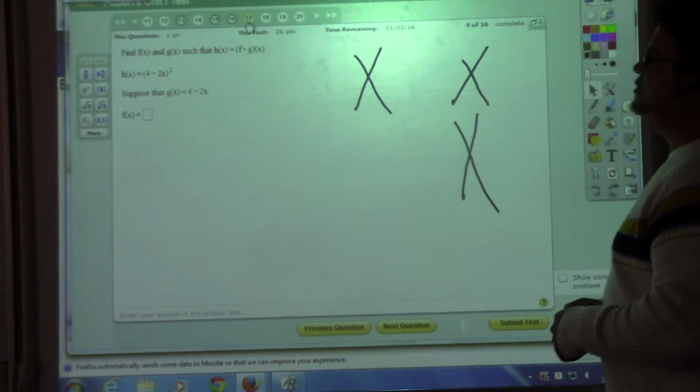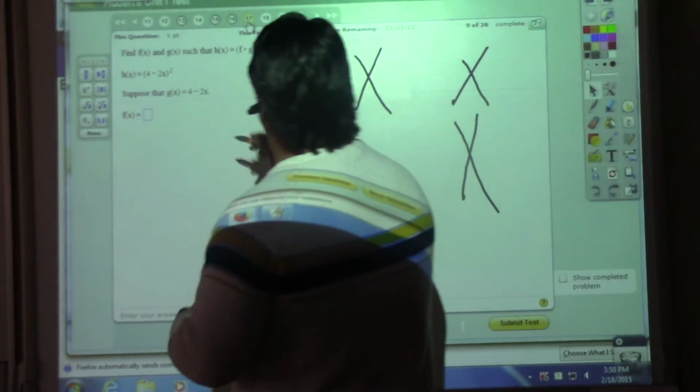Okay, that's another G composite. No, I'm not doing those. I'm going to take those off.